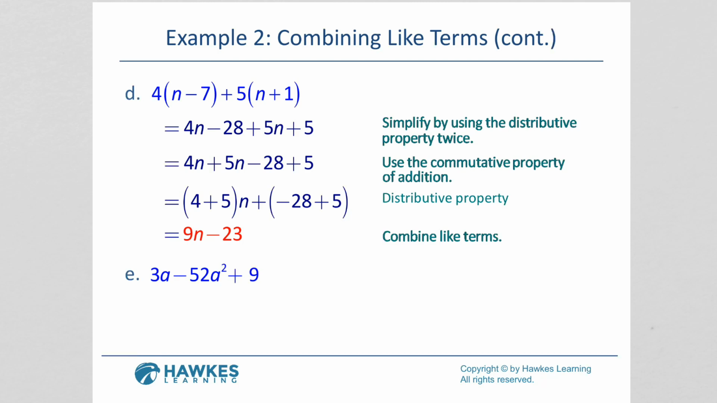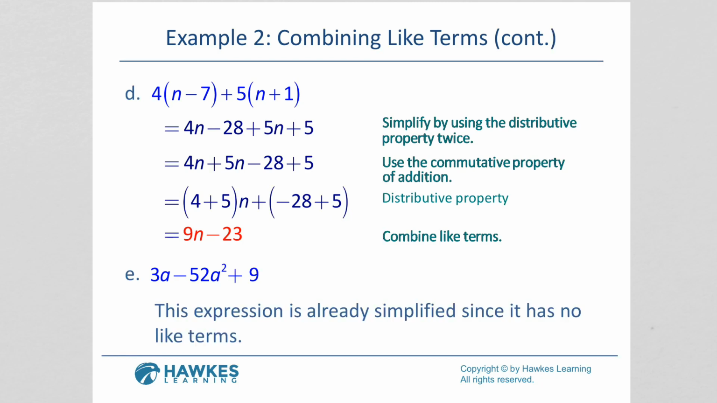E is 3a minus 5, 2a squared plus 9. This expression is already simplified since it has no like terms. We have an a term, an a squared term, and a constant term.